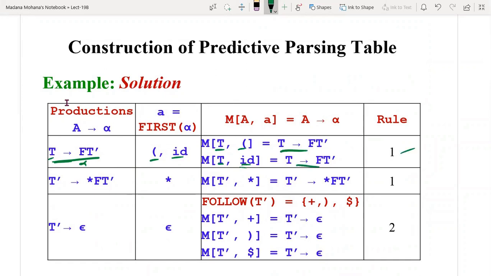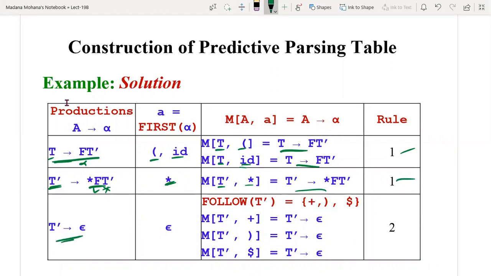Then T dash productions: T dash derives star F T dash. So here first of star F T dash is nothing but star. So here directly we are getting the terminal as the first value. Then the entry M of T dash on star. So what is the production? T dash derives star F T dash is added to the table in the entry T dash on star. So according to rule 1.